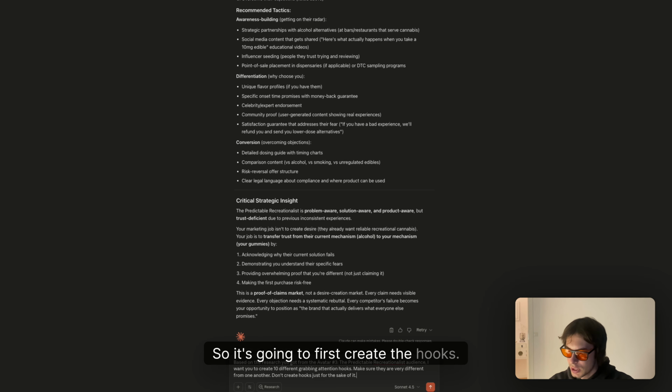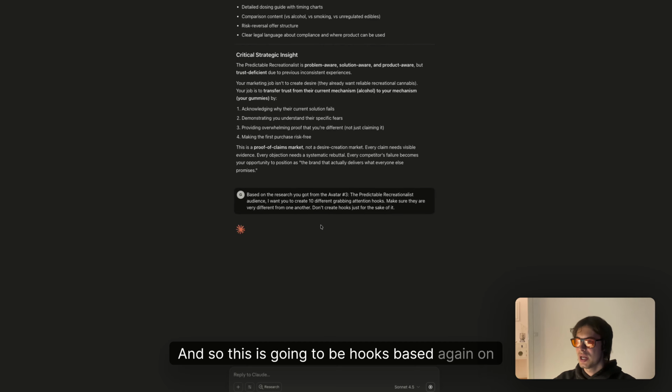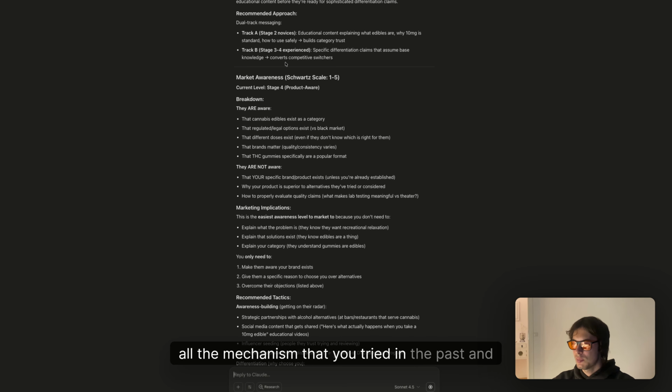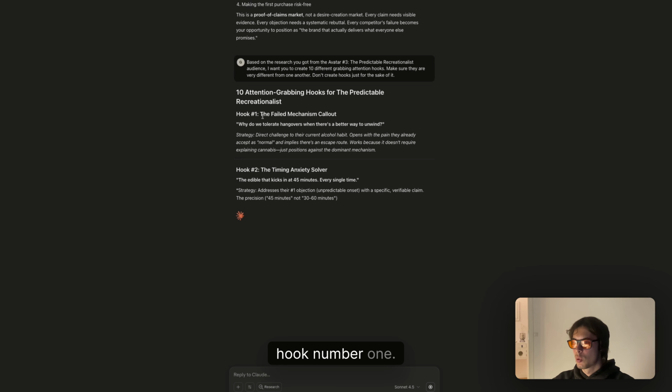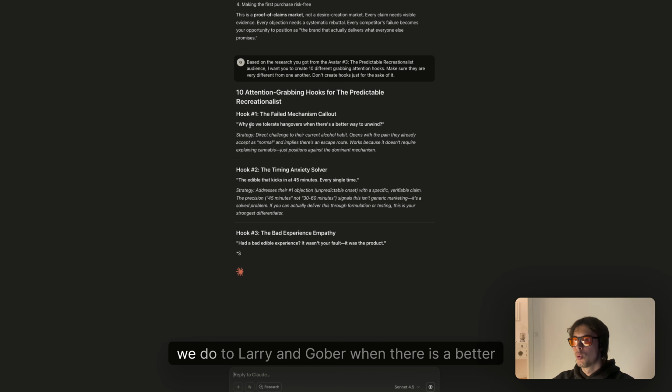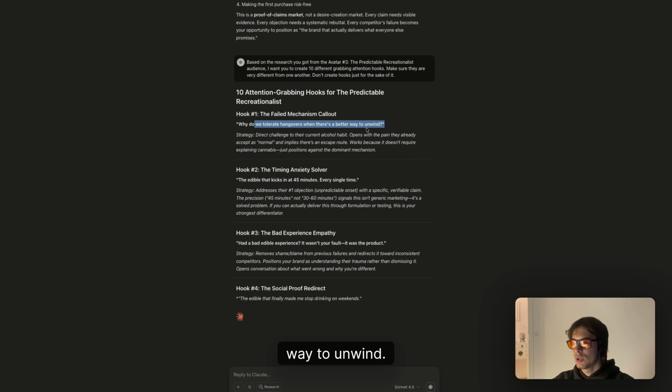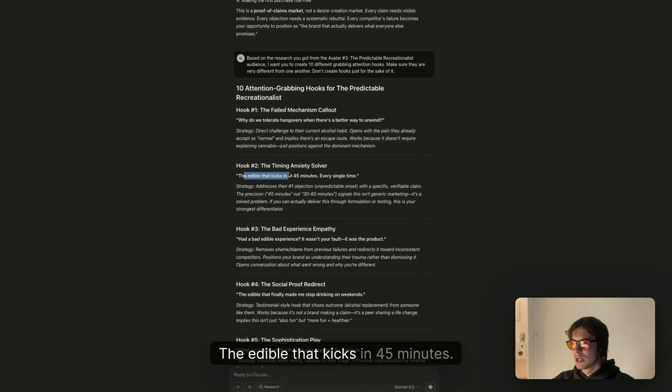So it's going to first create the hooks, and this is going to be hooks based, again, on all the mechanisms that you tried in the past and all this kind of stuff. So hook number 1: why do we tolerate hangovers when there is a better way to win? Perfect. The edible that kicks in 45 minutes.